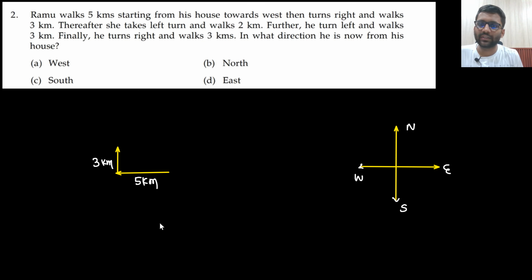Thereafter she takes a left turn. So she is looking in this direction now and takes a left turn. That means she will move this side, right? Takes a left turn and walks 2 kilometers.